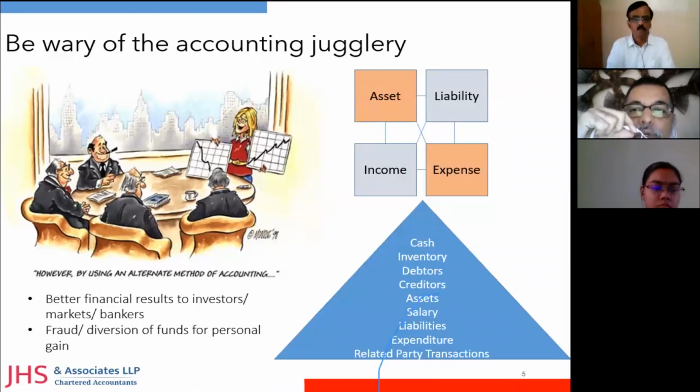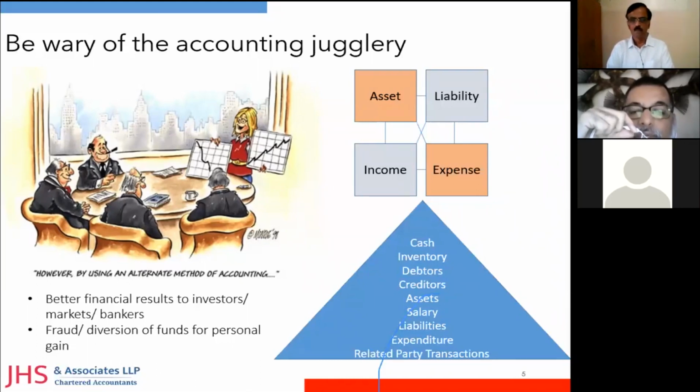And I will throw some examples also. And the second key reason why internal financial controls have become so necessary is the advent of fraudulent financial reporting, where organizations have started indulging in window dressing of their financial statements and diverting funds for personal gains to the promoters. What are the vulnerable accounts?